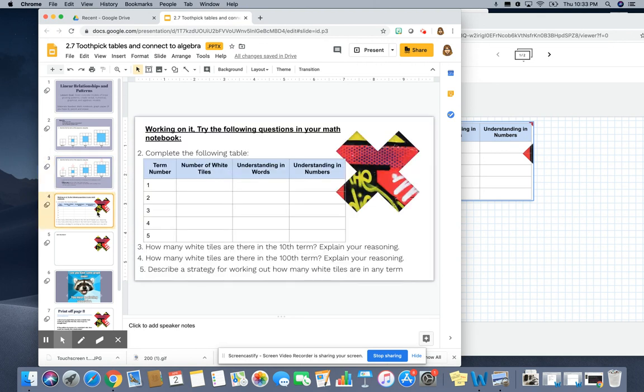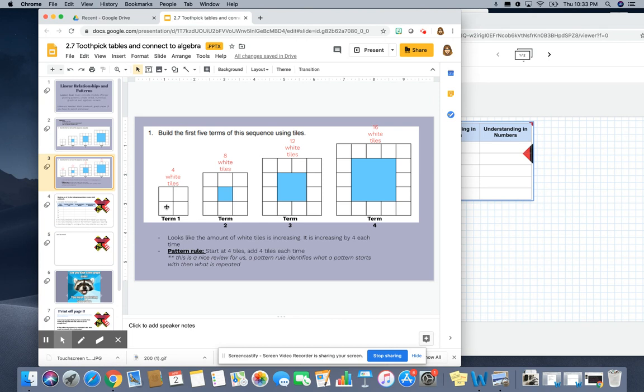So if you had looked at the questions, number 2 had asked you to complete the following table based on the information that you had seen on the previous slide. So what we've already looked at is that we know the pattern is increasing. It appears that it is increasing by 4 white tiles each time.